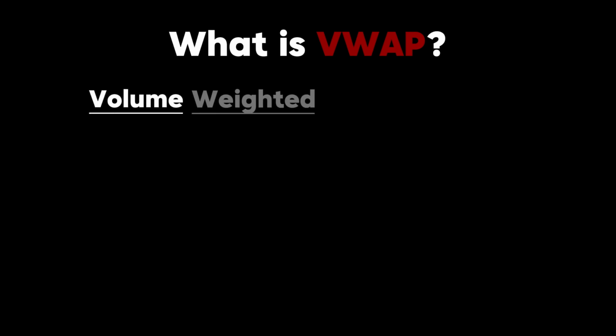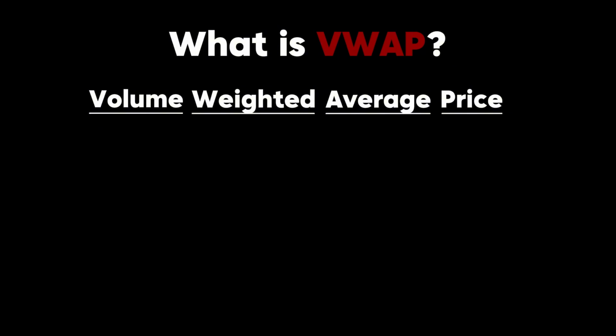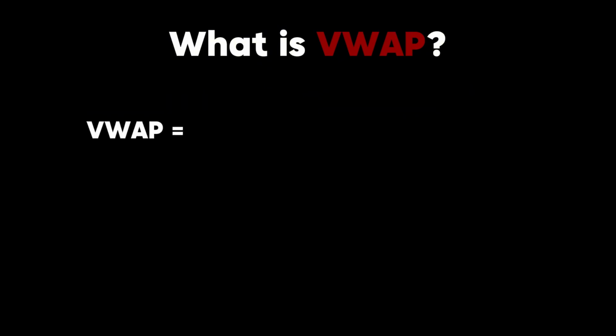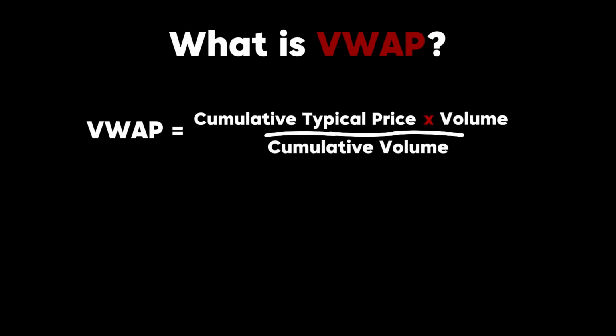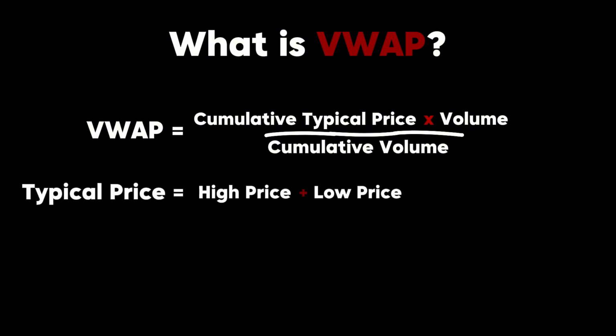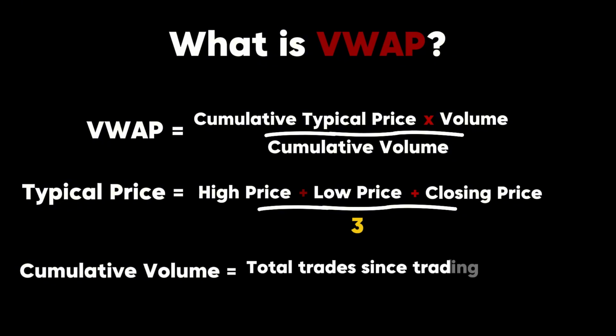VWAP stands for Volume Weighted Average Price. This is found using a mathematical calculation, factoring in the volume to achieve a more meaningful average price line. We calculate this value using the following formula. VWAP equals the cumulative typical price times the volume, divided by the cumulative volume. Typical price is calculated by adding the high price plus the low price plus the closing price and dividing them all by 3. The cumulative volume equals the total trades since the trading session has opened.